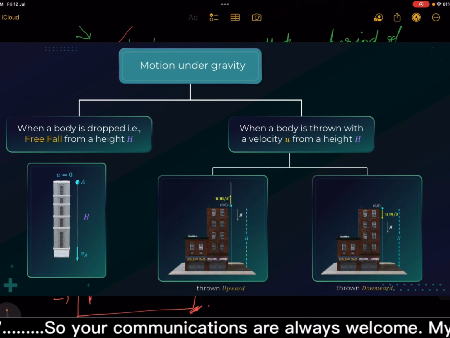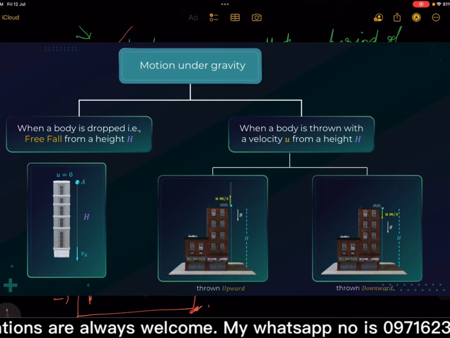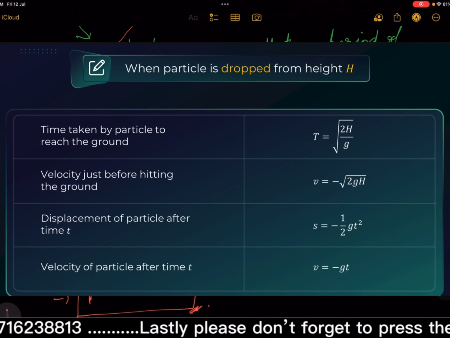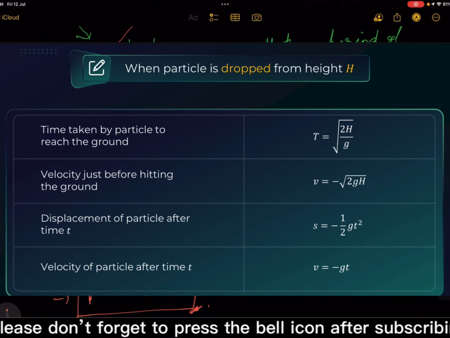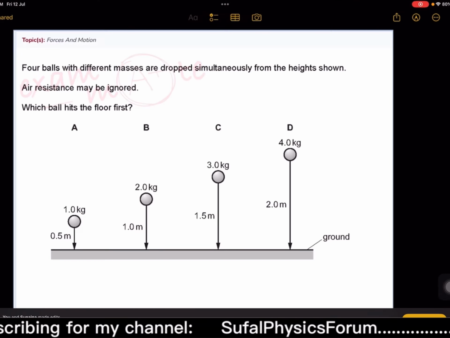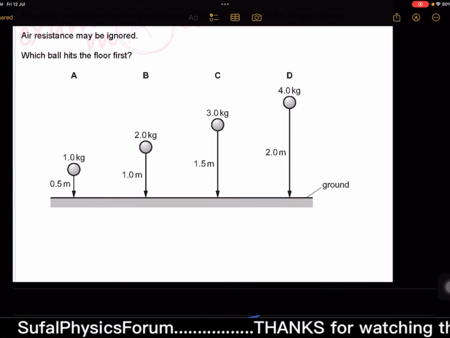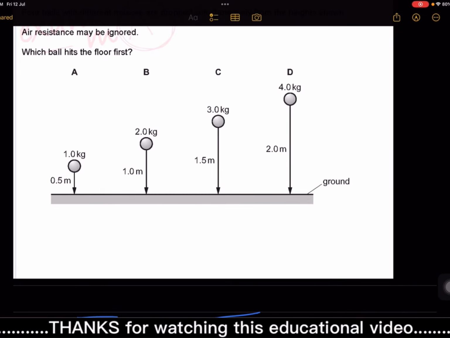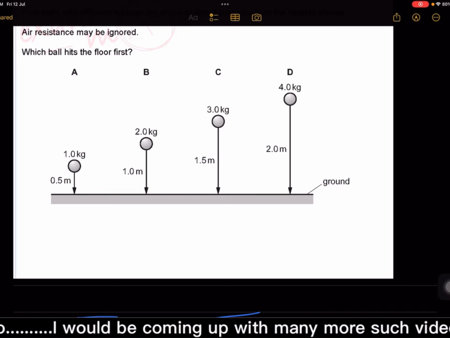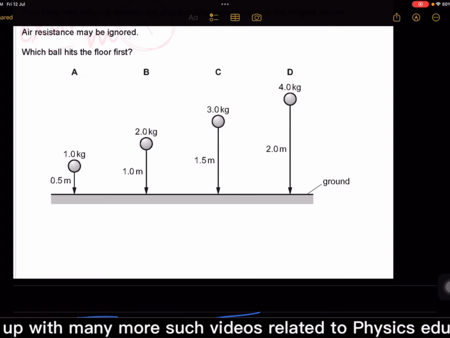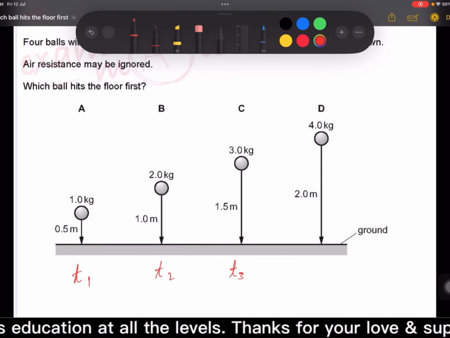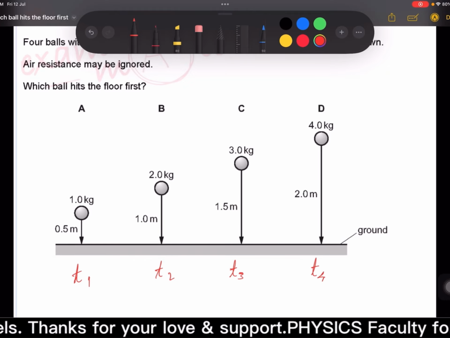They might be comparing the time duration for all four. Four balls with different masses are dropped simultaneously from the height shown. Air resistance may be ignored. Which ball hits the floor first? t is equal to root of 2h upon g, so basically we are to compare. The mass doesn't matter, because h is equal to half g t squared is independent of mass. Mass is irrelevant for this discussion. So we have to compare t1, t2, t3, t4.